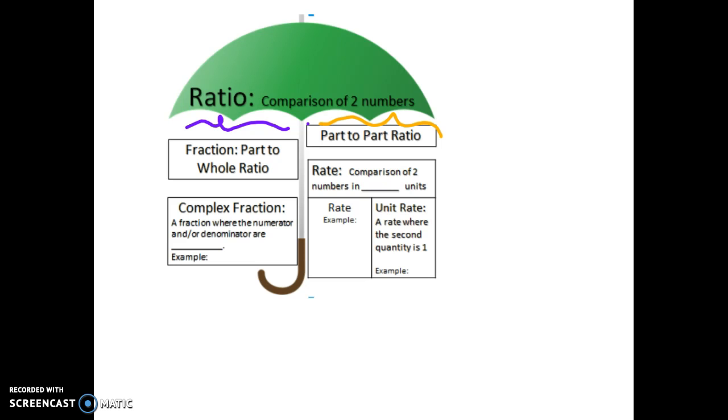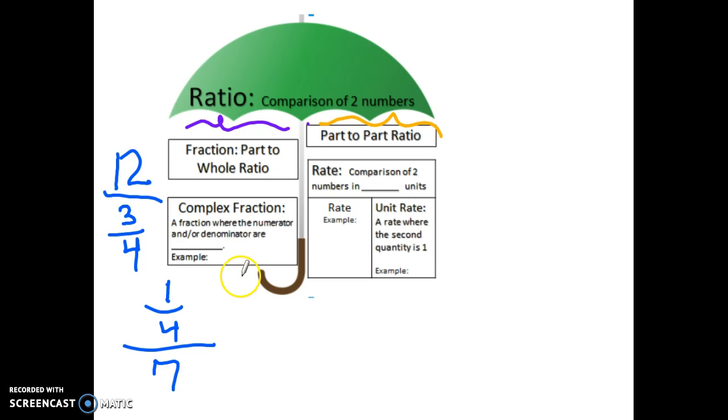Sometimes you might see complex fractions. A complex fraction looks like this, where you have a numerator, and then the denominator is a fraction. Or you could have a numerator as a fraction, and the denominator is just a whole number. Or you could have a fraction as a numerator and a fraction as the denominator. That means a fraction where the numerator and/or denominator are fractions is known as a complex fraction.